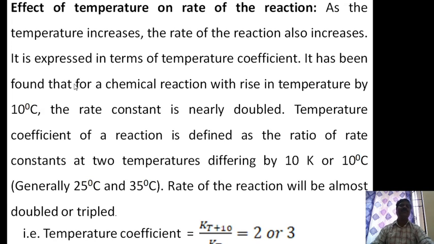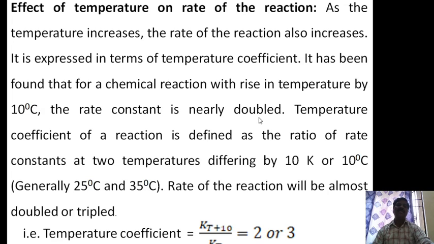Now, coming to the effect of temperature on the rate of the reaction. We know that as the temperature increases, the rate of the reaction increases. Why does the rate increase with temperature? It is expressed in terms of the temperature coefficient. It has been found experimentally that for a chemical reaction, with a rise in temperature of 10 degrees Celsius, the rate constant is nearly doubled.